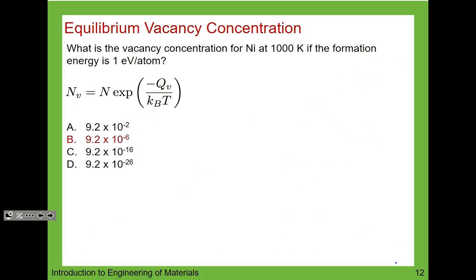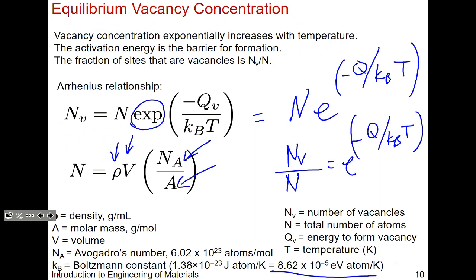Okay. So we're going to actually not do a top hat, but we're going to do this together because I would like to go through the exercise together. So given this equation here for nickel, the question asks, what is the vacancy concentration for nickel at 1,000 Kelvin? So please be very particular about your units. Temperature is in Kelvin, okay? So if you're given Celsius, you must add 273 to get to Kelvin.